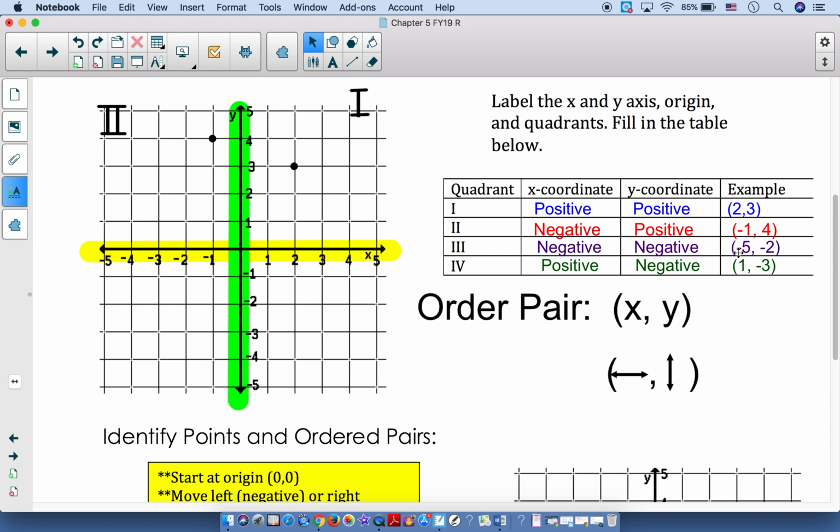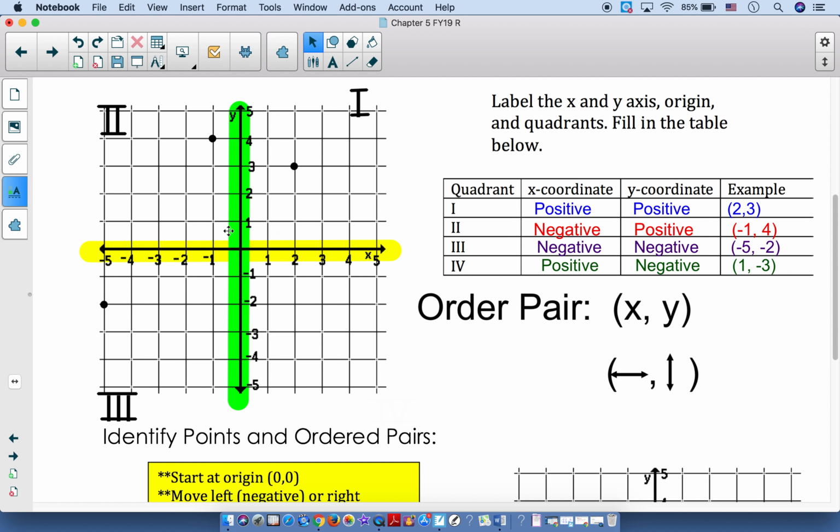Now to graph this, again, our first number tells us to go left, and it tells me to go left to -5 because it's a negative, and negative numbers are to the left of 0. So I go to the left, -5, and then it tells me to go down to -2. And the reason why it's down is because it's negative. So then down to -2, and I have my point of quadrant 3.